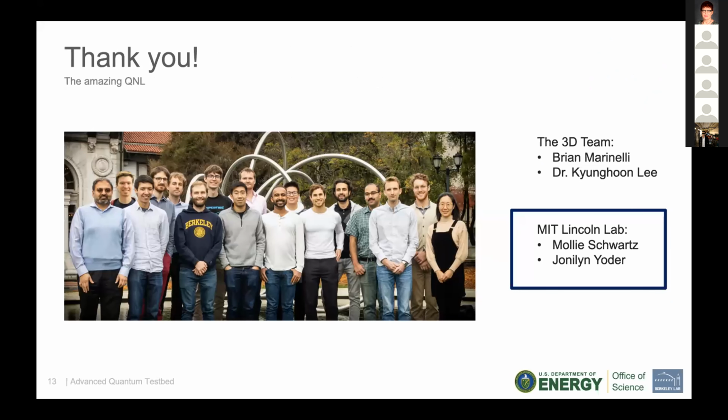So last but not least, let me thank the whole team, especially the 3D team and the MIT Lincoln Lab, who helped us greatly in enabling the fabrication of this new quantum processor in this very difficult time. Thank you very much.